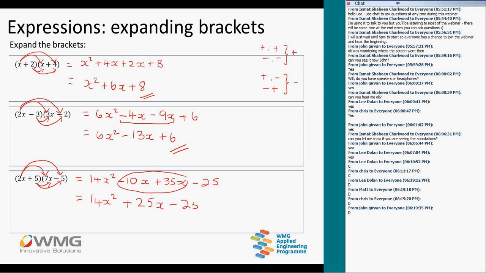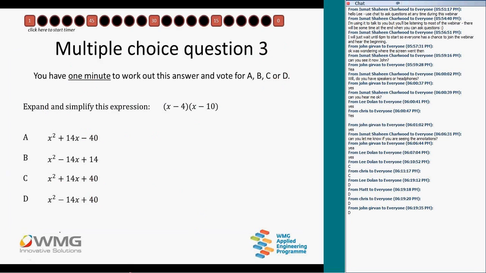Okay, a question for you. Which answer is it? Vote for A, B, C, or D. I'm going to start the timer now.